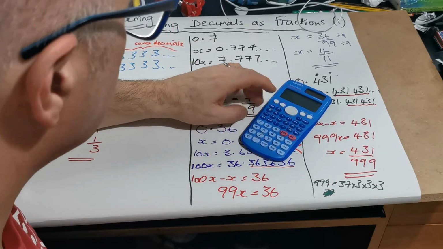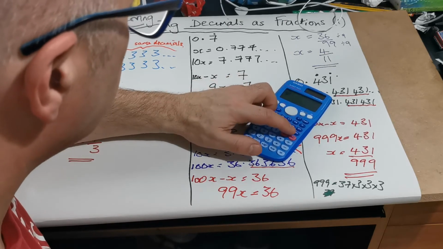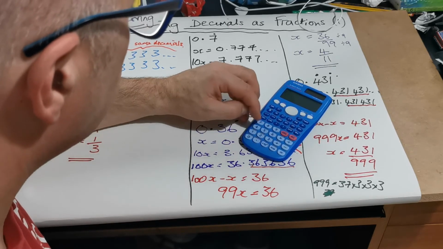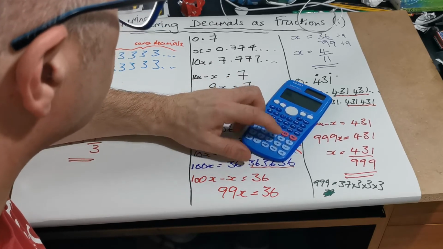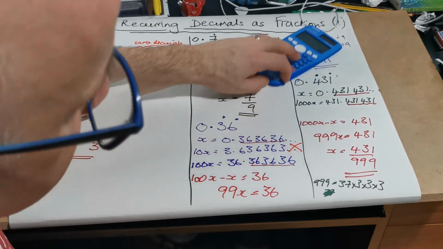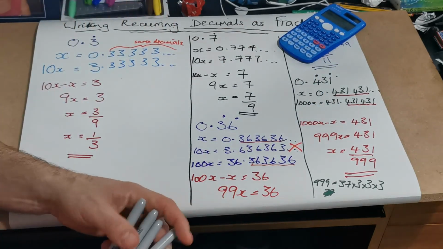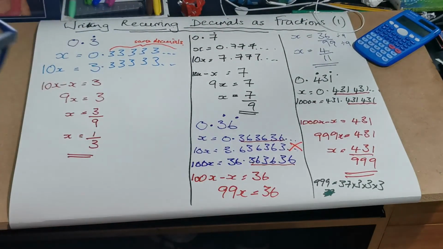Let's go for, if I put this in as a fraction, 431 over 999. If that cancels down, the calculator will automatically change it, and it doesn't. So we just leave it there. So that was just me thinking, does that cancel down?